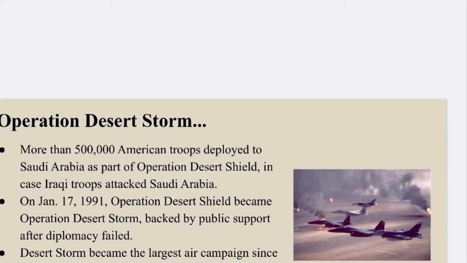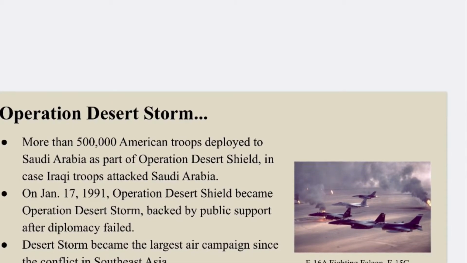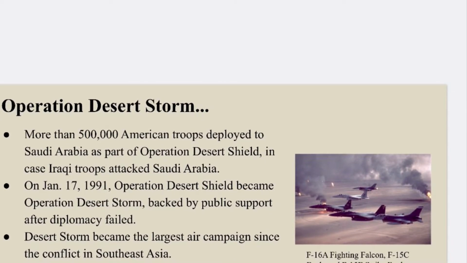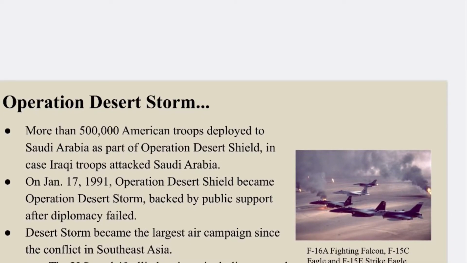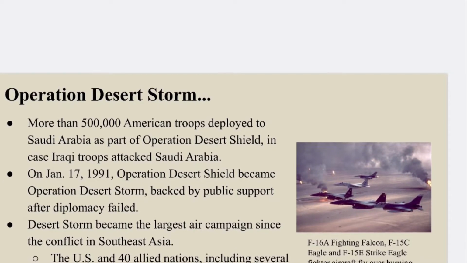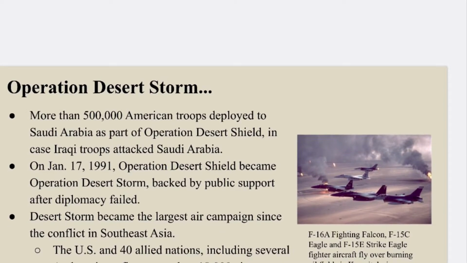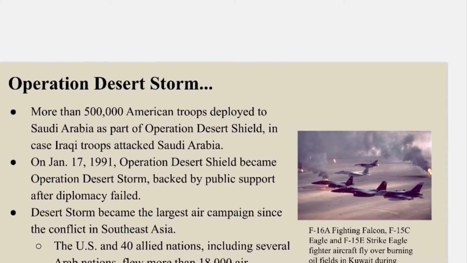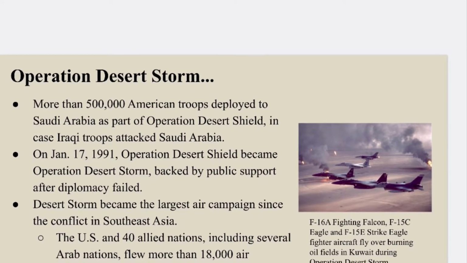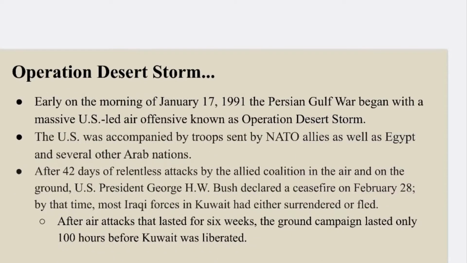More than 500,000 American troops deployed to Saudi Arabia as a part of Operation Desert Shield in case Iraqi troops attacked Saudi Arabia. On January 17, 1991, Operation Desert Shield became Operation Desert Storm, backed by public support after diplomacy failed. Desert Storm became the largest air campaign since the conflict in Southeast Asia. The U.S. and 40 allied nations, including several Arab nations, flew more than 18,000 air deployment missions, more than 116,000 combat air sorties, and dropped 88,500 tons of bombs.